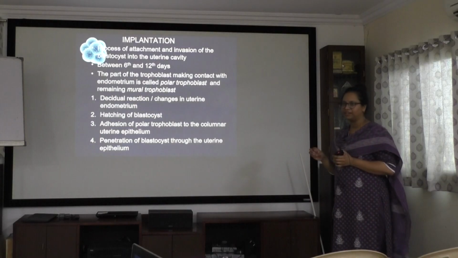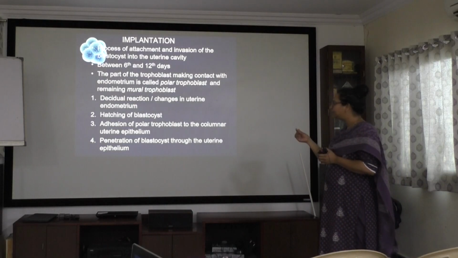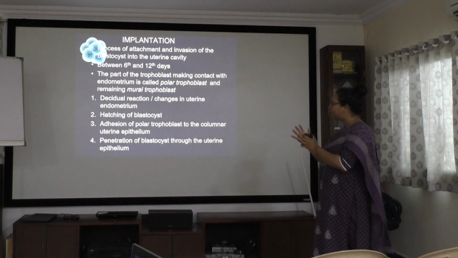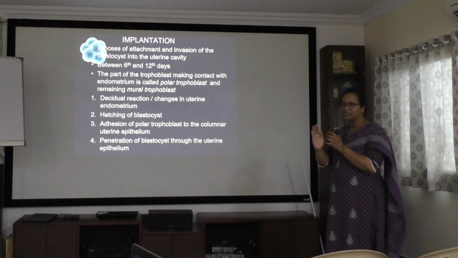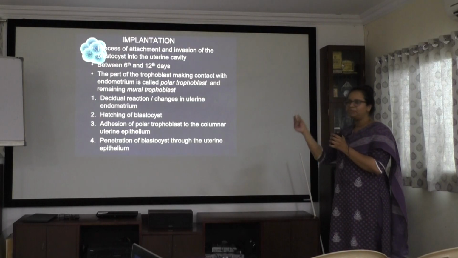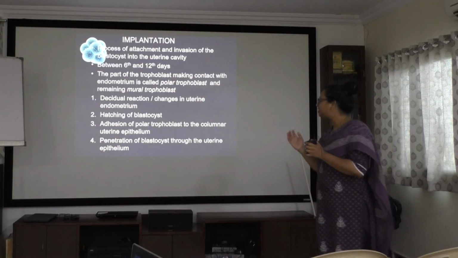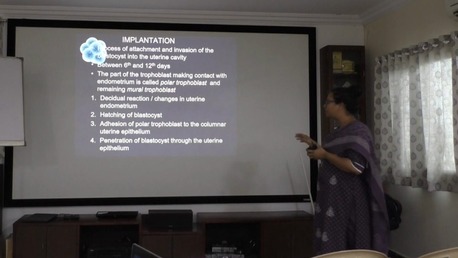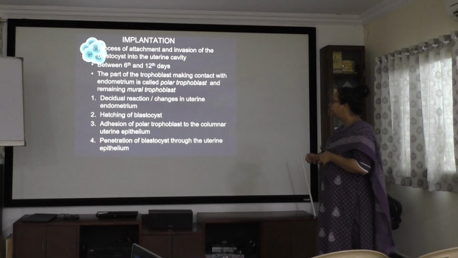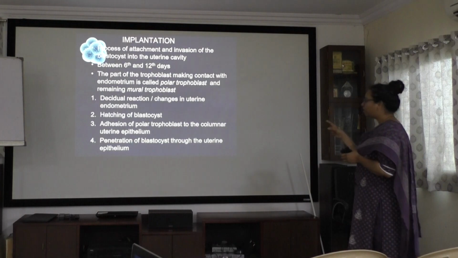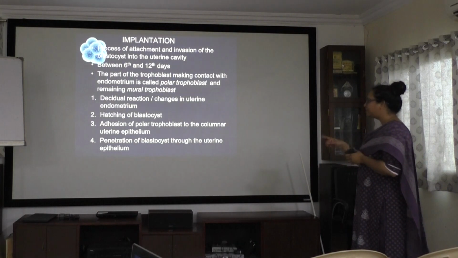With the decidual reaction, the decidua, the site of attachment of the blastocyst, is differentiated into three parts. That is decidua basalis, where the implantation takes place, and decidua capsularis. Once the blastocyst enters the endometrium, the cap-like structure formed around it is called decidua capsularis, and the remaining decidua is called decidua parietalis.